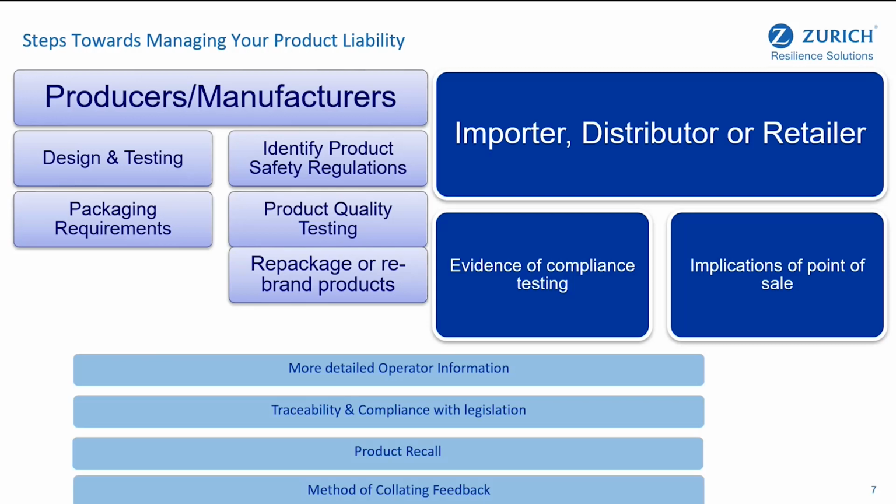So those are just some of the intricacies that you have to take into account with product liability. So packaging requirements. Assess the packaging requirements for the product against legislation and guidance, and ensure that it's suitable, safe, and appropriate. As part of this process, consideration should be given to providing safety signage where appropriate to the location where the product is being sold.